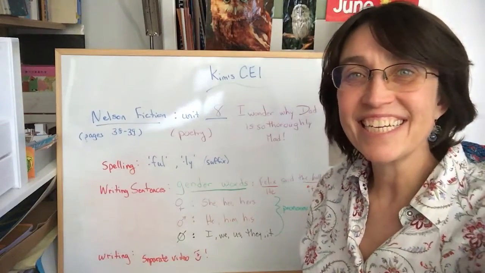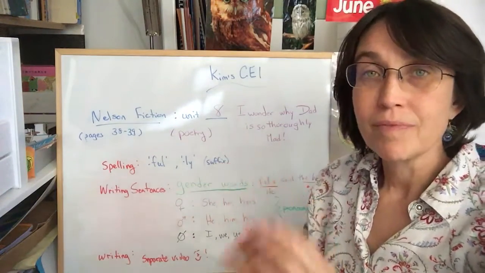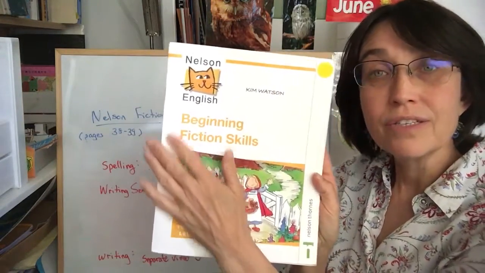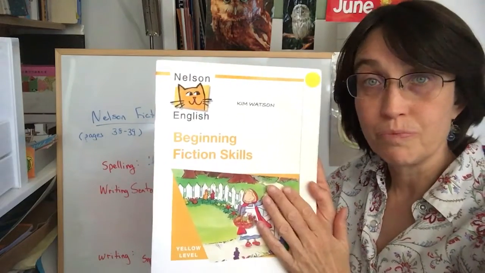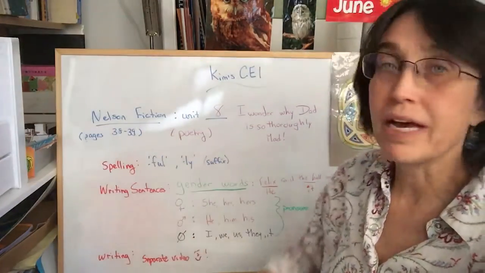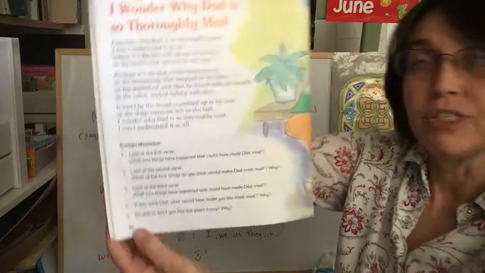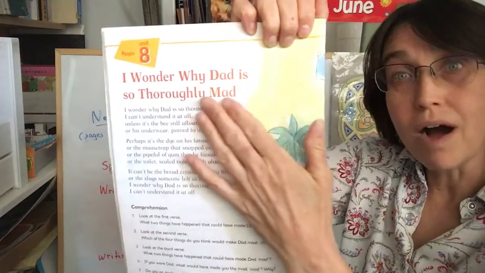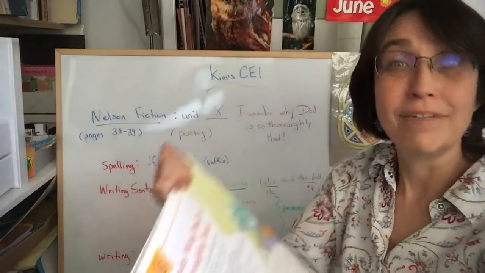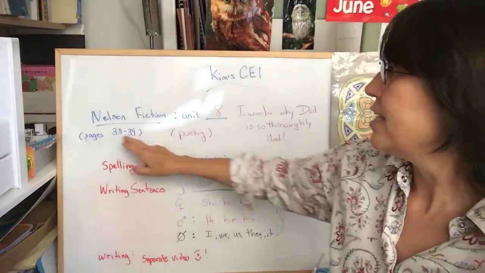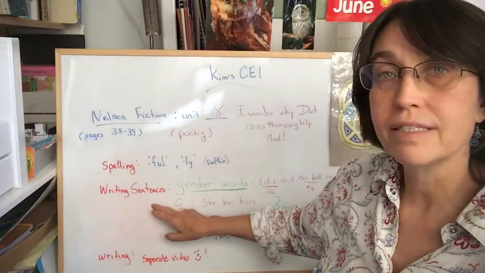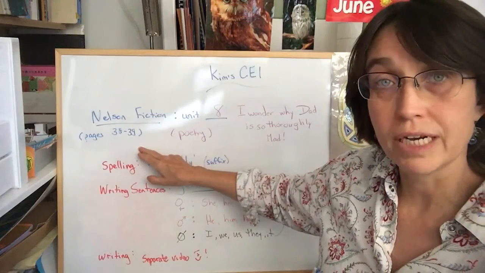Hello everybody! Now in this video we're going to again work in our yellow Nelson Fiction course book, and we're going to start Unit 8, and that will be actually the poem itself on page 36. I wonder why Dad is so thoroughly mad. I'll read that to you in just a minute. And then we will look at the spelling section and the writing sentences section on pages 38 and 39.